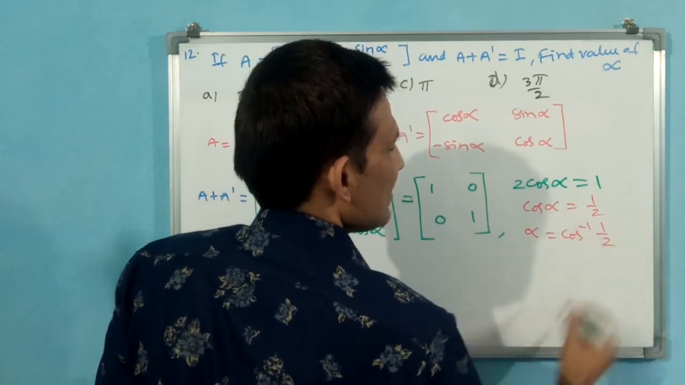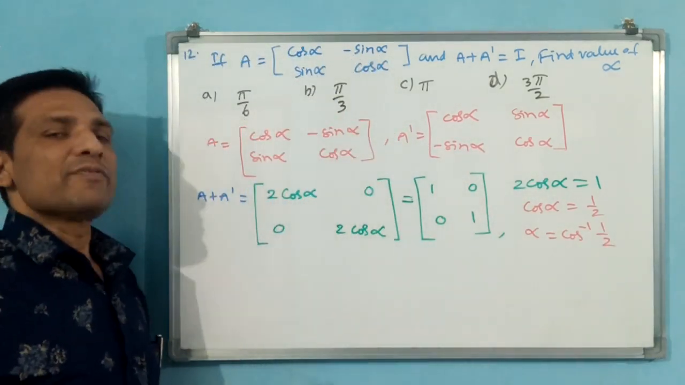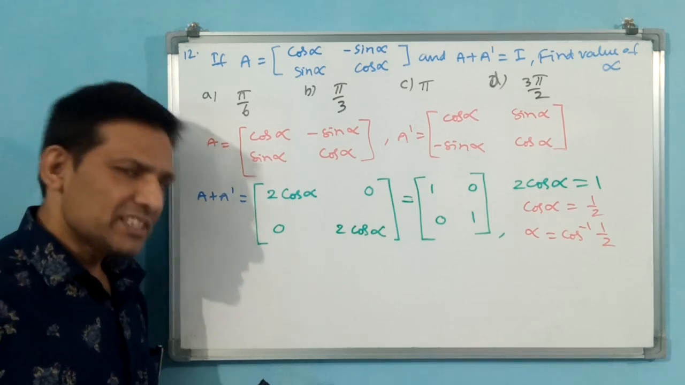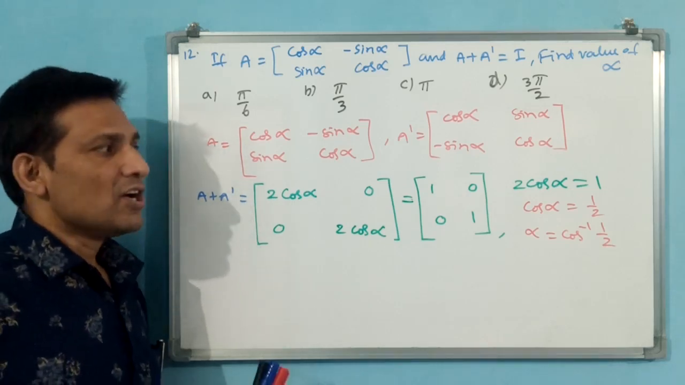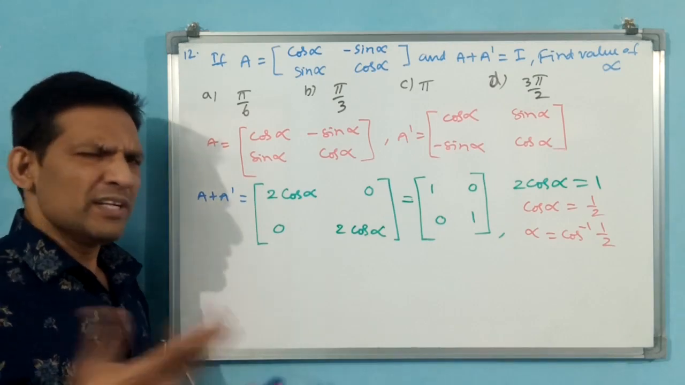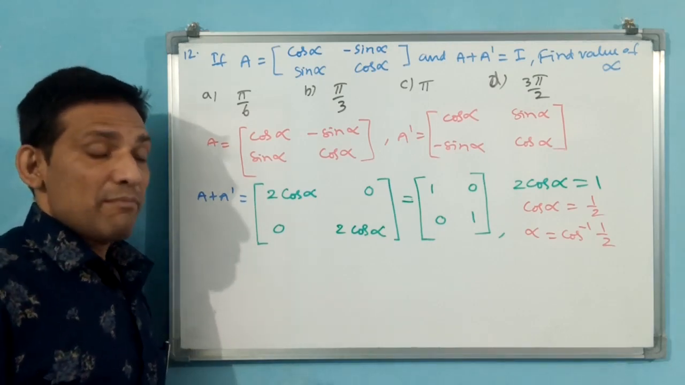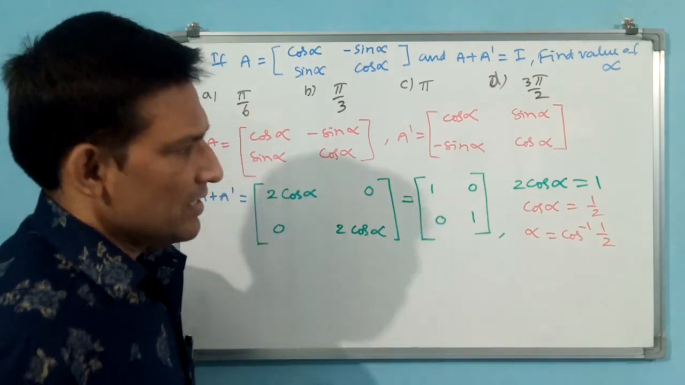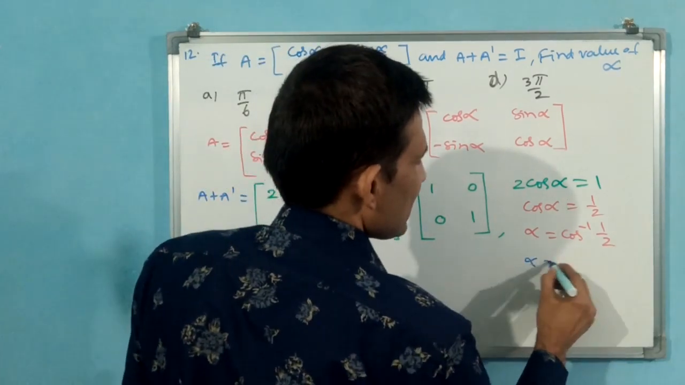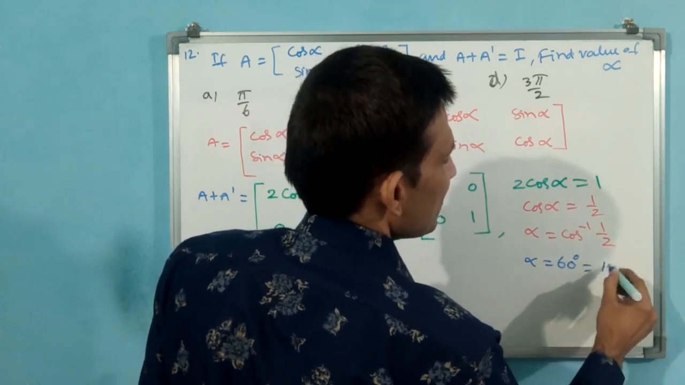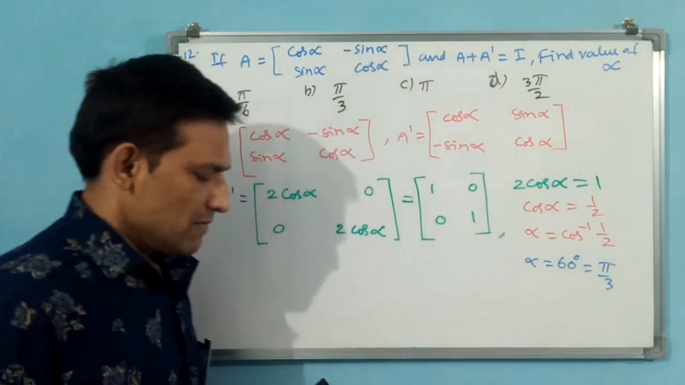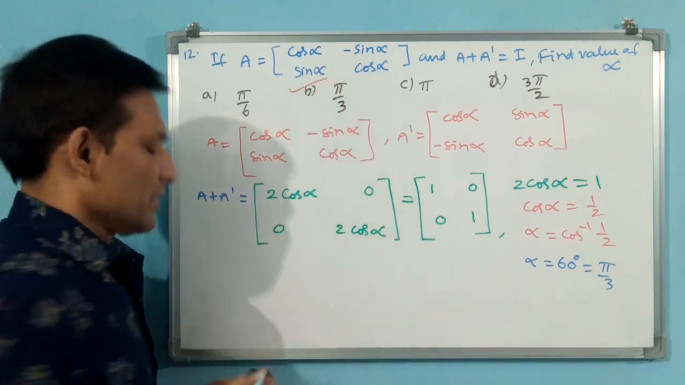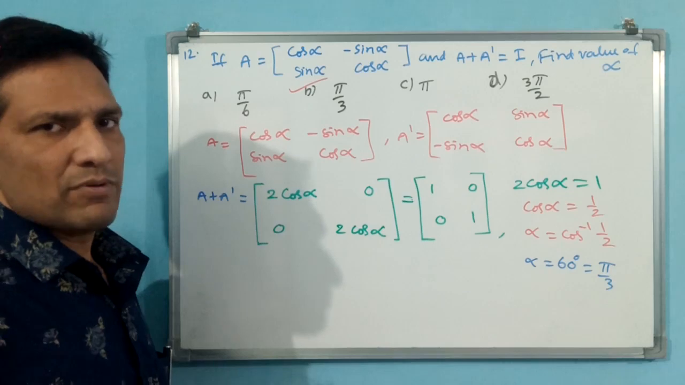When cos alpha is 1 by 2, what is alpha? Cos inverse 1 by 2. In cos, where will 1 by 2 come? Which angle? 60 degrees. Why? Because for sine to become 1 by 2, only 30 degrees is required, but for cos to become 1 by 2, it requires 60 degrees. Now what can we write? Alpha is equal to 60 degrees, that is equal to pi by 3. Where is pi by 3? Pi by 3 is here, B. Do we understand? This is a very simple question.